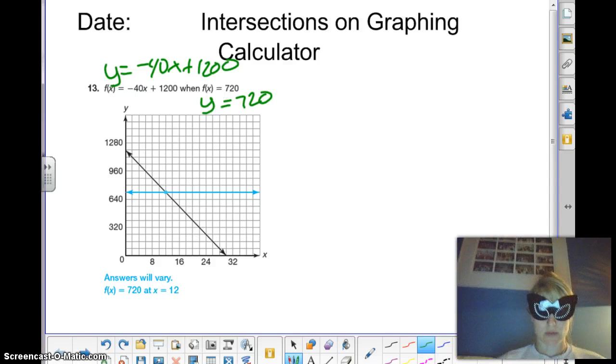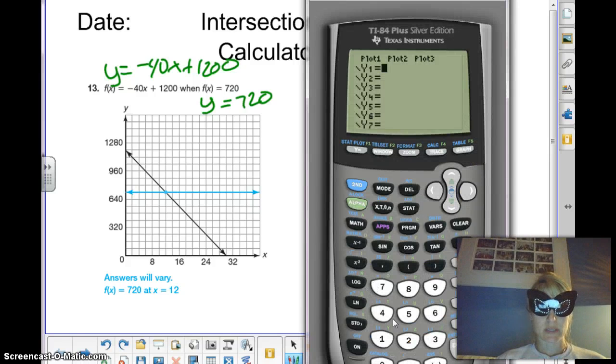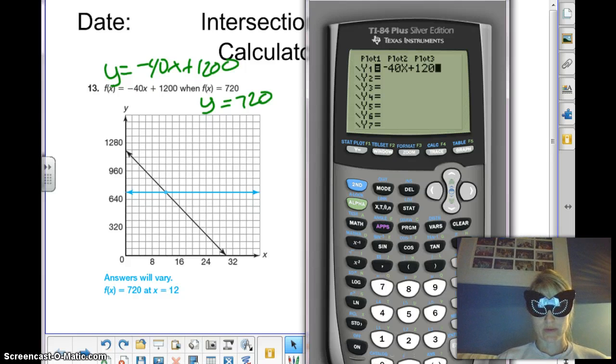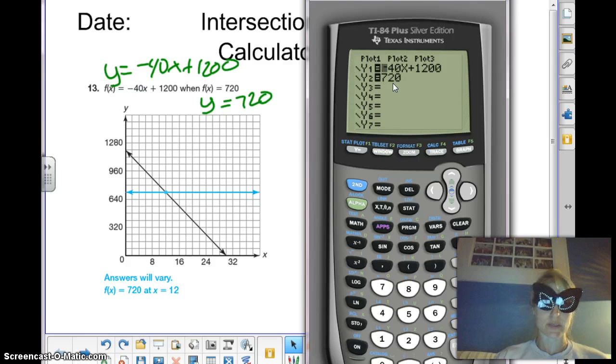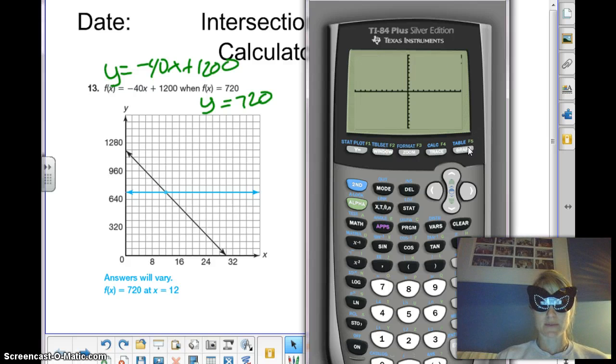So we go to our calculator and we put in negative 40x, so x is right next to your alpha, plus 1200, and then down to y equals 720. Now, our normal window is set to 10, negative 10. Now, clearly, it's not going to fit with a y-intercept of 1200 and 720, but I'm going to go ahead and just hit graph.